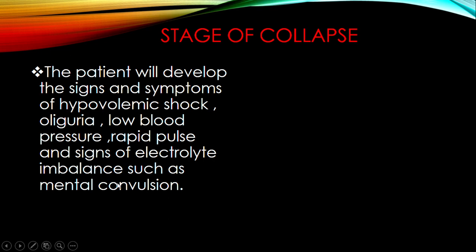So because this person has lost a lot of electrolytes, and we know that for the nerves and the brain to function properly, they require electrolytes such as potassium and sodium. So if those things are lost, the person will have mental confusion or convulsions will set in.